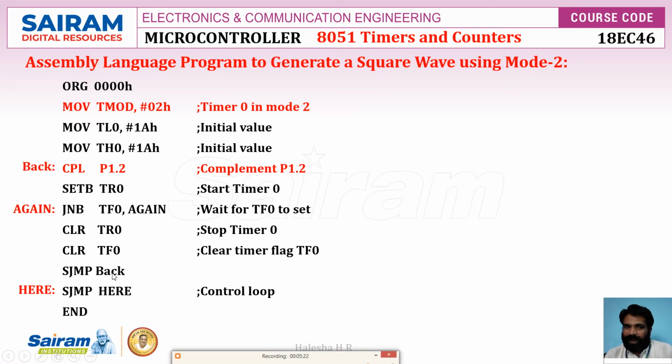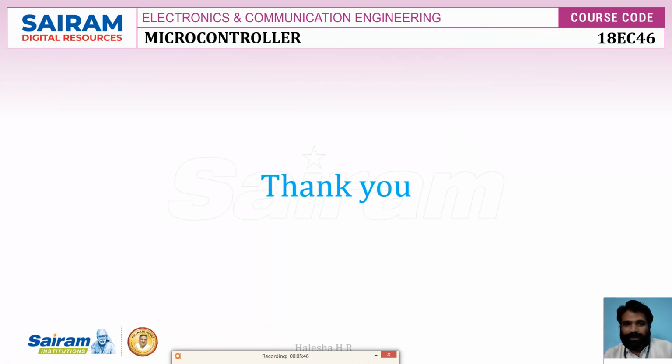Yes, jump back. In the previous program, it jumped back to move TL0 and TH0. But here we jump to the complement, because we need not load again and again. So this is how we write the program in mode 2 for a square wave. Okay, so with this, timer modes of operation and timer programming is completed.